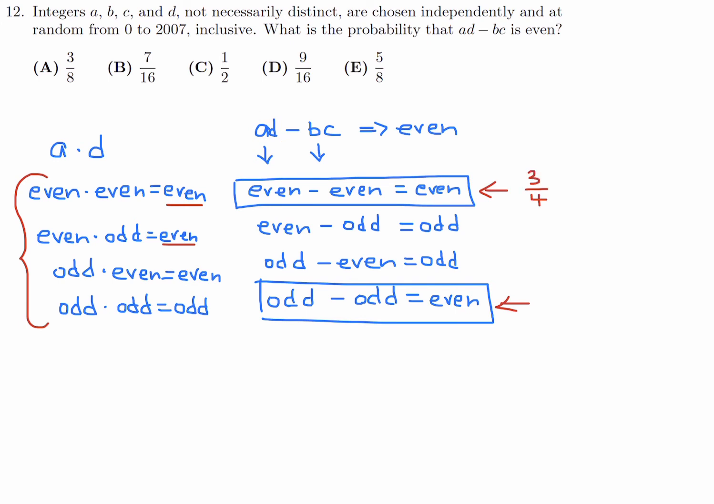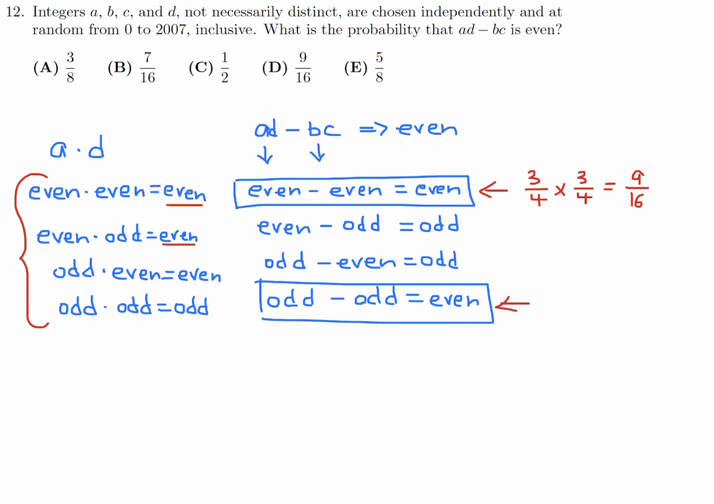But in addition to that, I also have to get even for BC. Even for BC will be the same probability, 3 over 4. And I have to multiply this because it's this and this. This has to be even and that has to be even. And therefore that is 9 over 16.